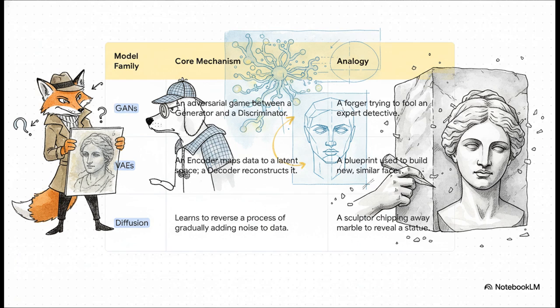First, you've got GANs. This is a constant cat and mouse game. One AI, the forger, creates fakes, and another AI, the detective, tries to spot them. They both get better and better in this endless battle. Then you have VAEs, which are way more methodical, like an architect. They learn to create a perfect compressed blueprint of something so they can build new, similar versions from it. And then you have diffusion models, which power a lot of the best image generators today. These are like sculptors who start with a block of pure random noise and slowly, carefully chip away at it until a perfect image emerges.